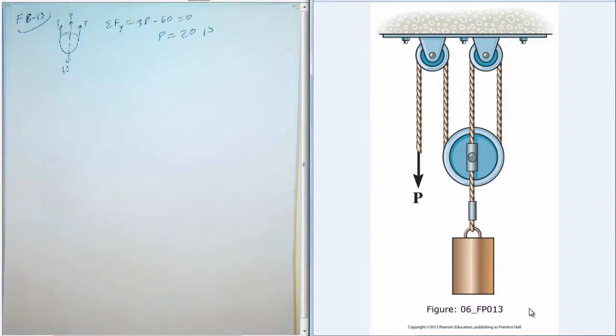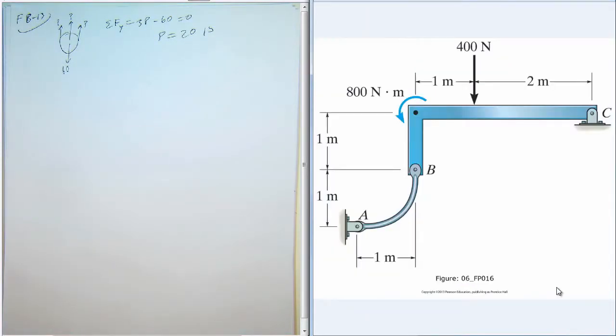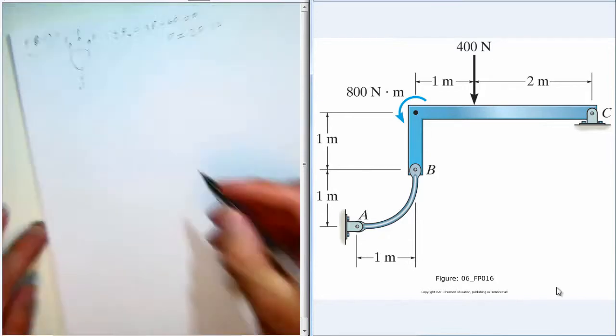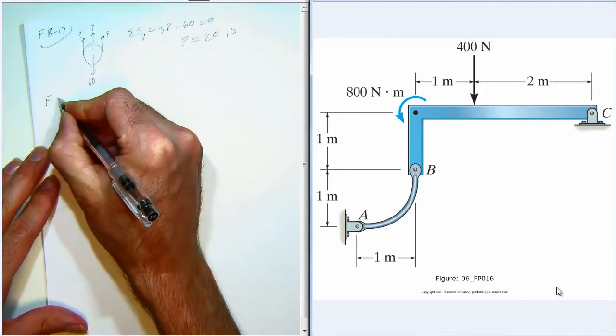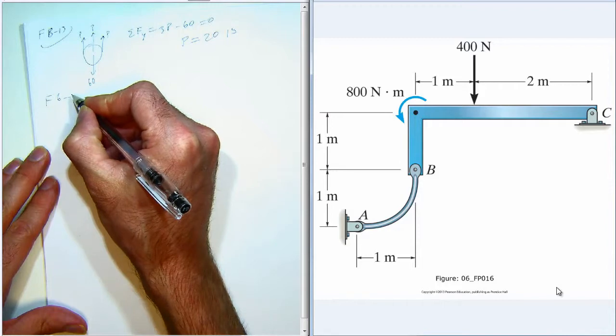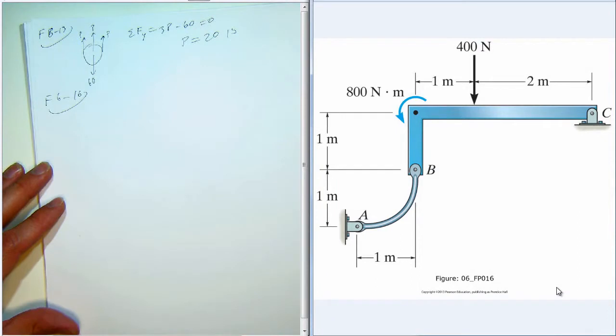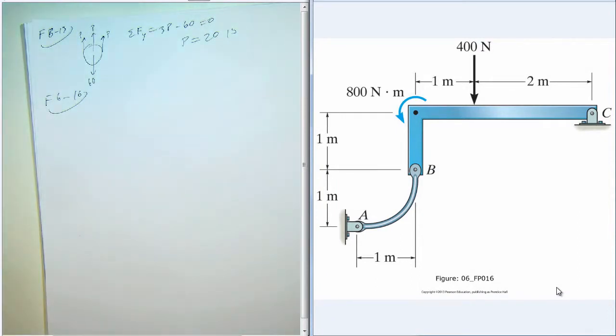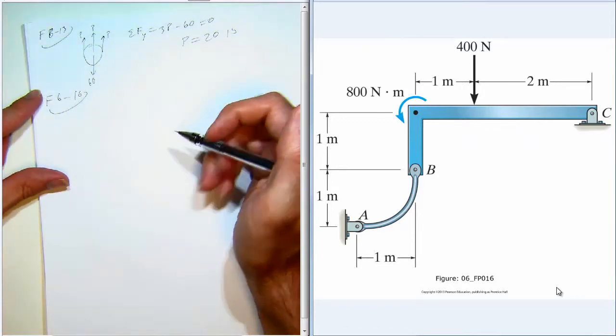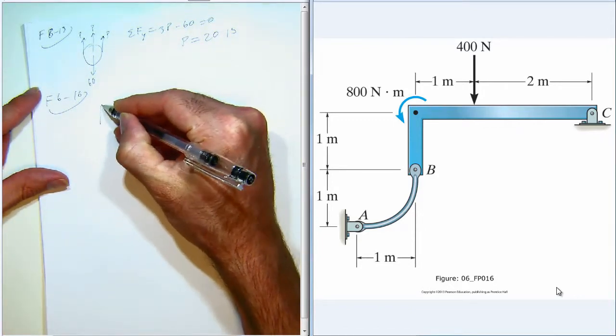Now on to a more challenging example, fundamental problem 6-16. Determine the horizontal and vertical components of reaction at pin C. We want to identify a two-force member if there are any. It looks like linkage AB is a two-force member because there are no external forces and it's connected by smooth pins. So we'll just draw the free body diagram for linkage BC.